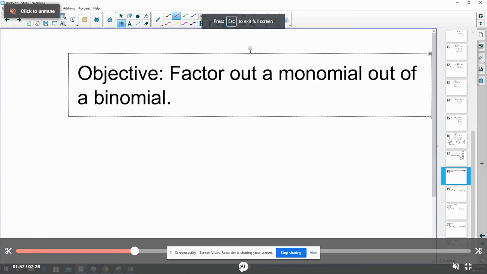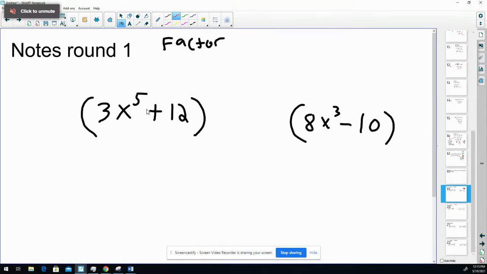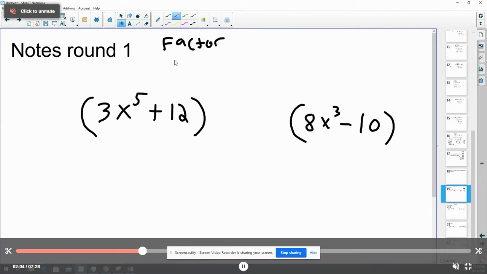Hello everyone. So today we're going to factor out a monomial out of a binomial. So there's two rounds to it. Round one, we have 3x to the fifth plus 12, and we're going to factor out the greatest common factor between 3 and 12. We can't factor out x's yet because there's no x term here.